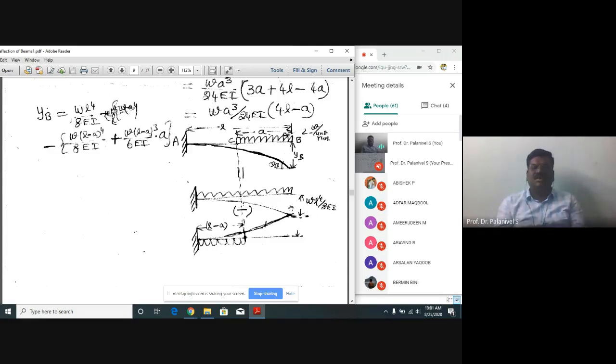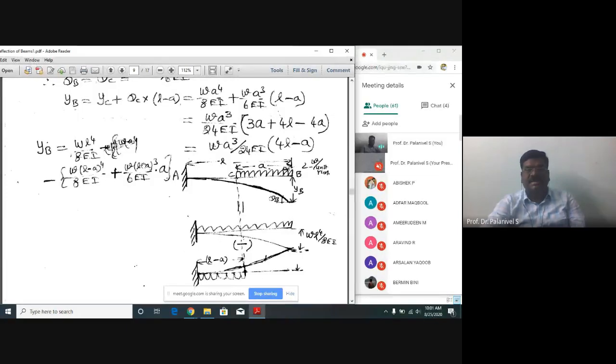In the examination, you will be getting this kind of problem with numerical values. This is the way you have to solve it. This way you have to apply your mind, think and solve it.